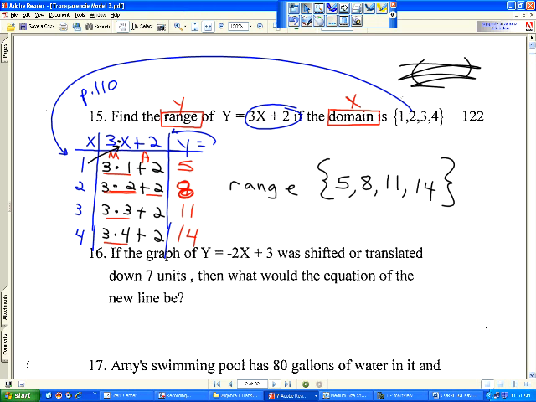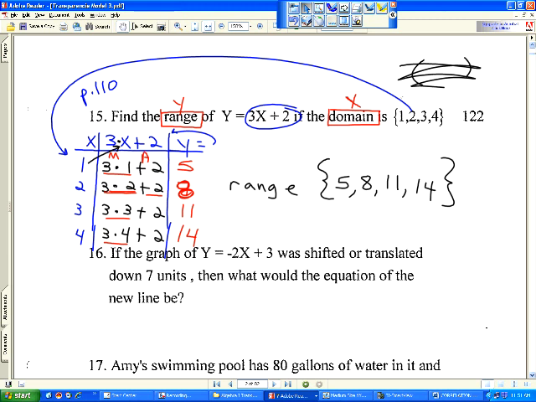Any questions on number 15? Finding the range of a function with the domain given. Yes? So there's only going to be one, it's going to be the same. The test is the same length, same format as this. Just changing up the numbers. Correct.